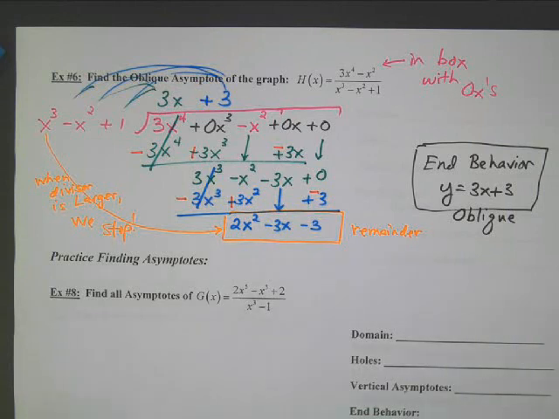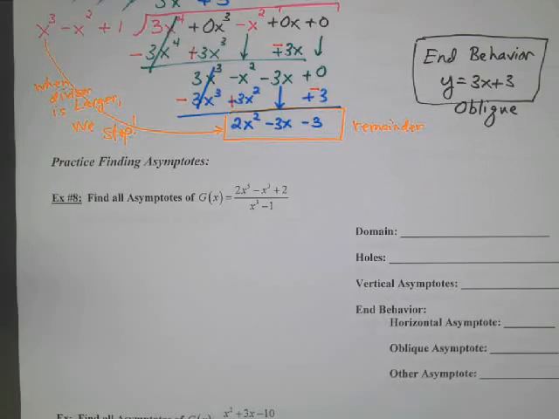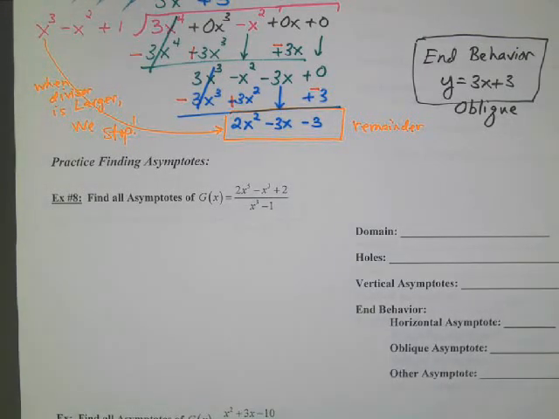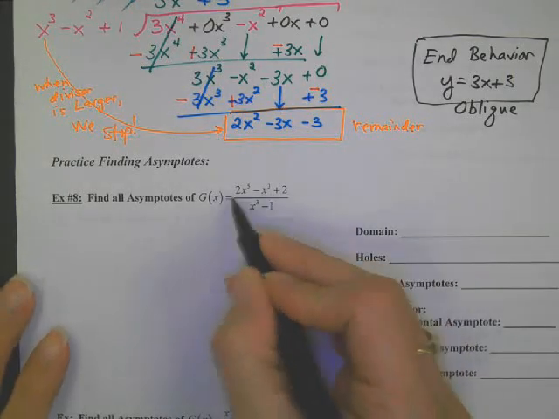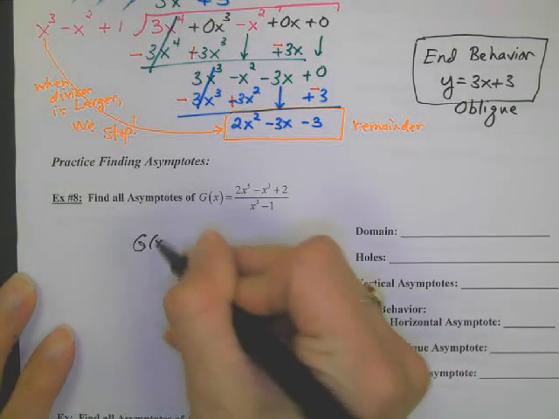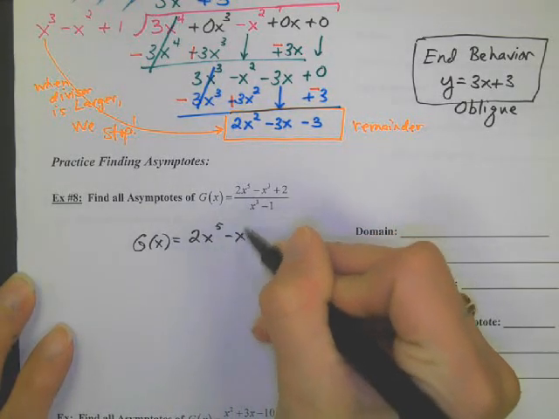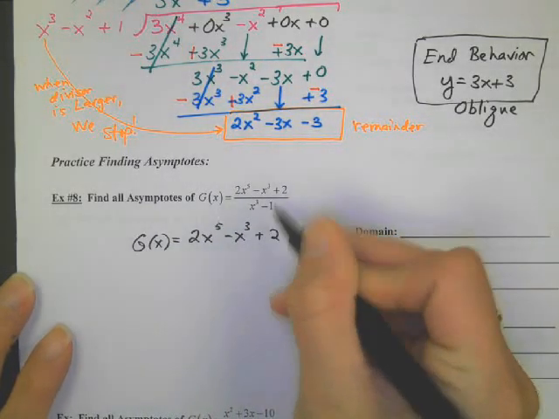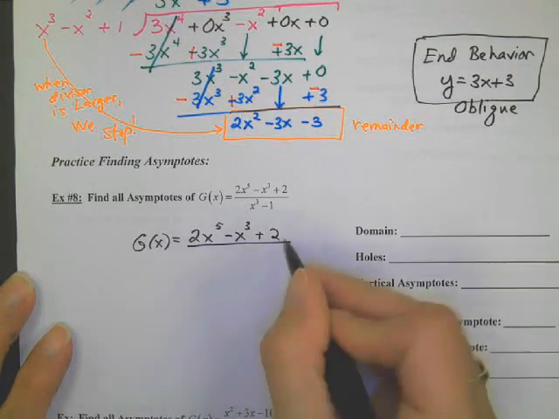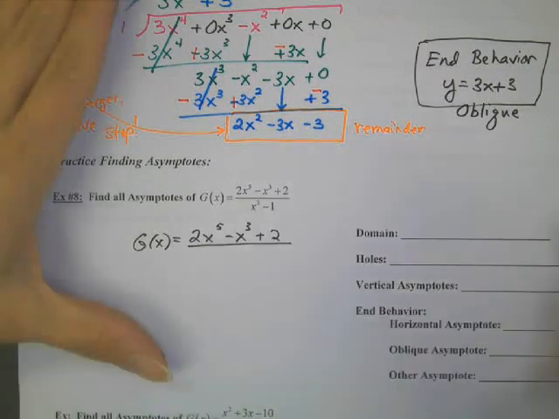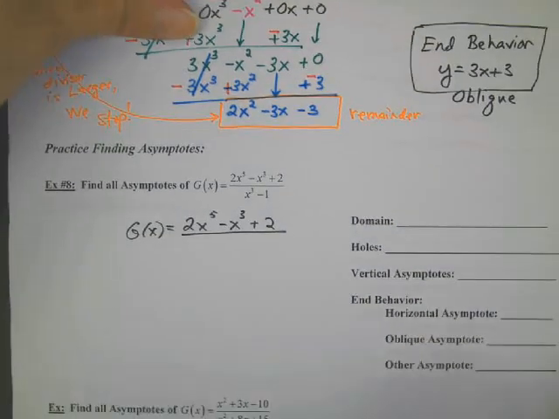Okay, we got a couple more examples here that we're going to do, practicing our asymptotes and our end behavior. The first thing that I recommend doing is getting this guy in factored form. I don't think we can factor that numerator at all, so we'll just leave him alone. 2x to the fifth minus x cubed plus 2. And the denominator does factor. That's a difference of cubes. I hope you remember that formula, a difference of cubes.